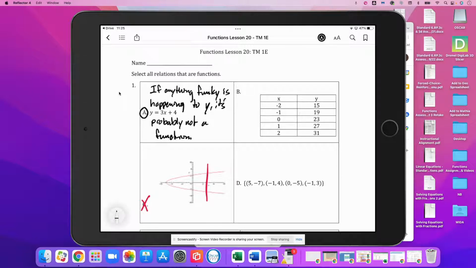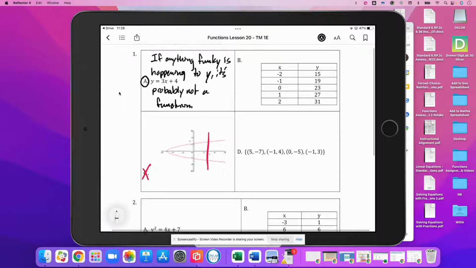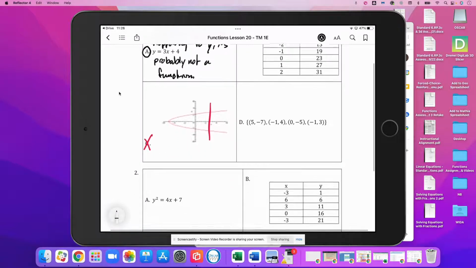And again, our rule is going to be basically, and I'll talk a little bit more in detail as we go to each equation, if nothing funky is happening to y, like it's being cubed or something weird like that, it's probably not going to be a function if something funky is happening to y.